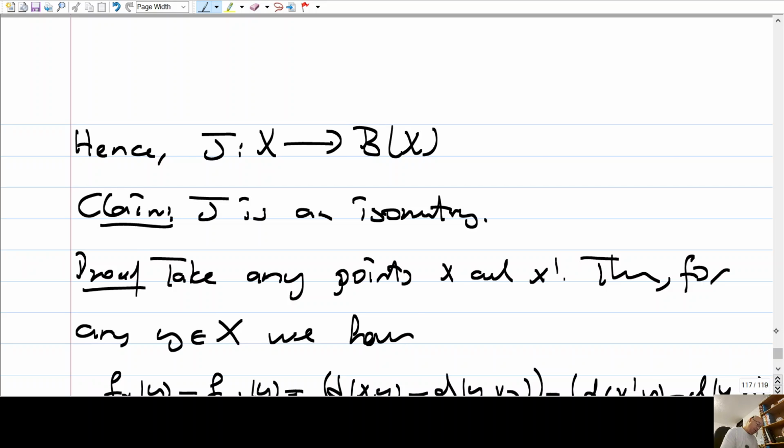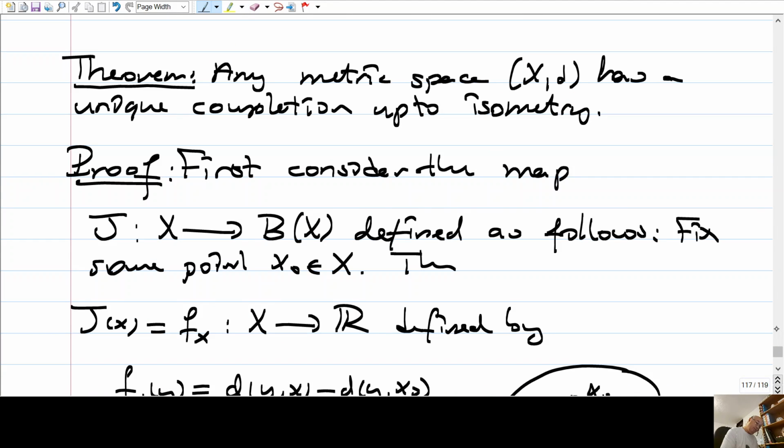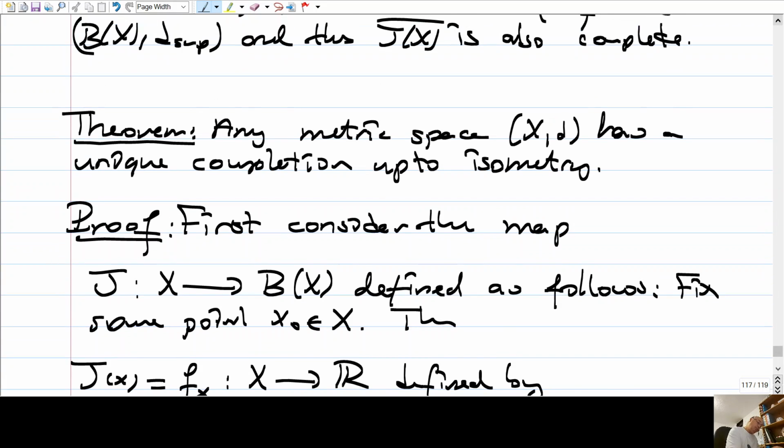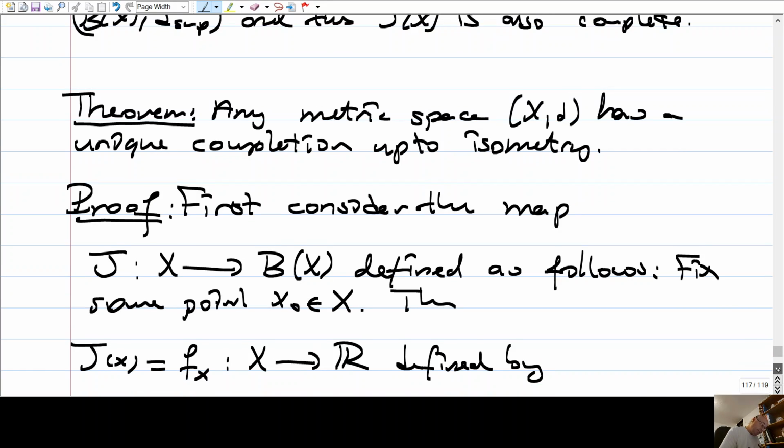Okay, so this essentially proves half of the theorem. What was the theorem? Any metric space has a unique completion up to isometry. We proved that it has a completion. Next, we have to show that it is unique up to isometry.